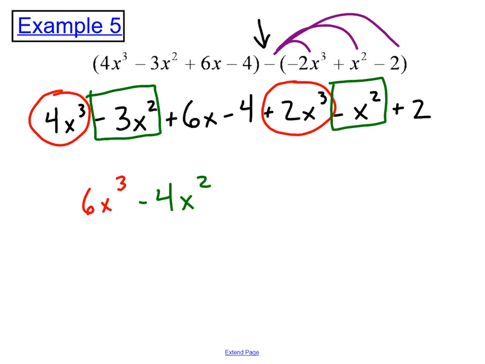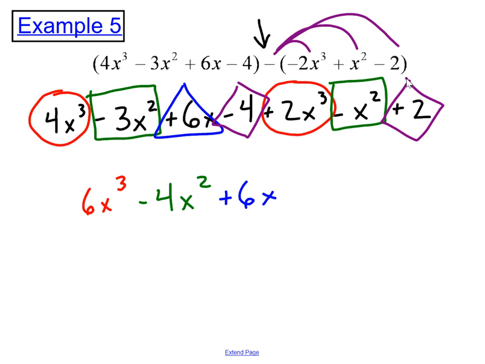I have 6 x's. I have no other x's, so it's just going to be plus 6x. And I have a negative 4 and a positive 2, so that's going to be negative 2. I have no other like terms, so I am all done with that problem.